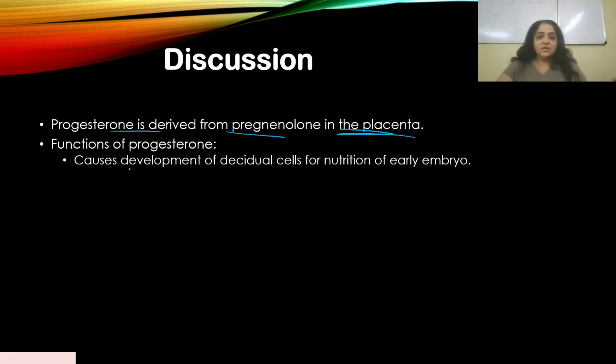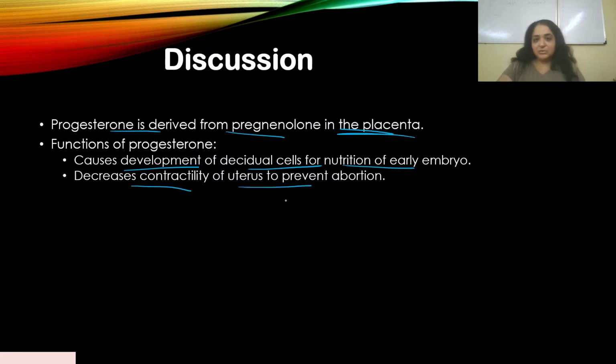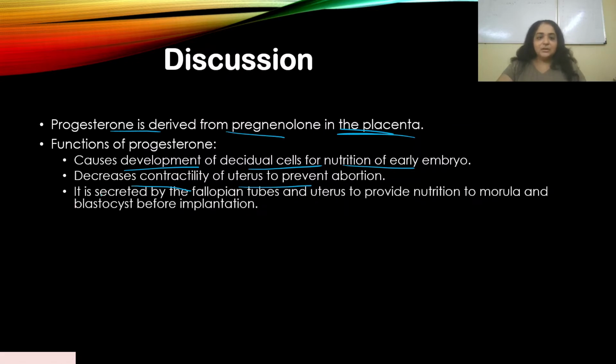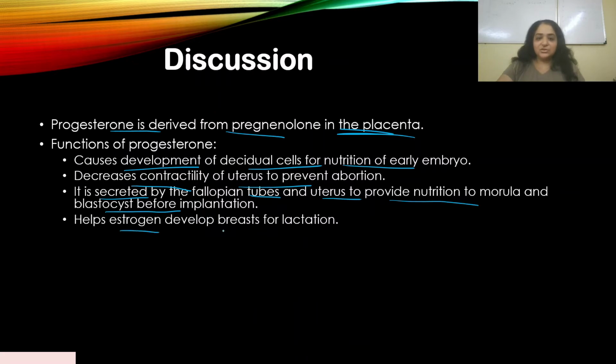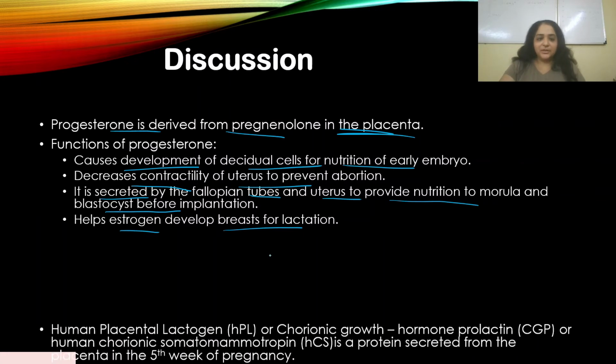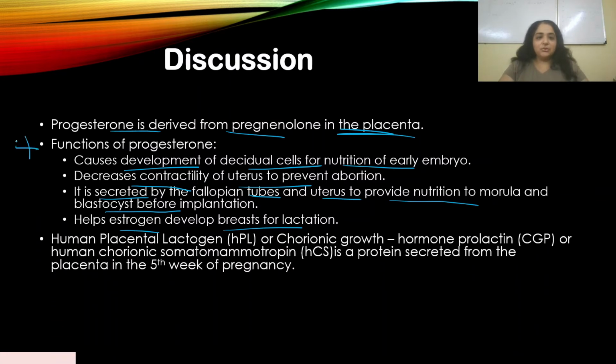What are the functions? It causes development of decidual cells for nutrition of the early embryo. I've already discussed the decidual reaction. It decreases contractility of the uterus to prevent abortion. It is secreted by the fallopian tubes and uterus to provide nutrition to the morula and blastocyst before implantation. Okay, it helps estrogen develop the breast for lactation. Estrogen does the main part in developing the breast for lactation, but this helps in the further development of the lobules, the alveoli and the ductules in the breast. So these are the functions of progesterone.